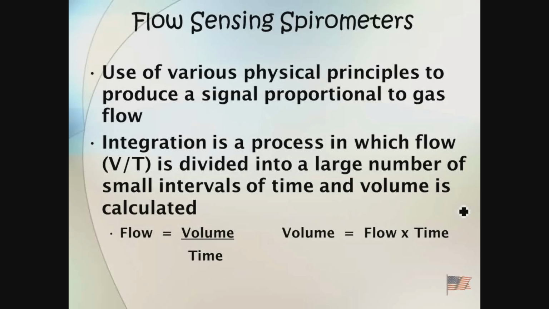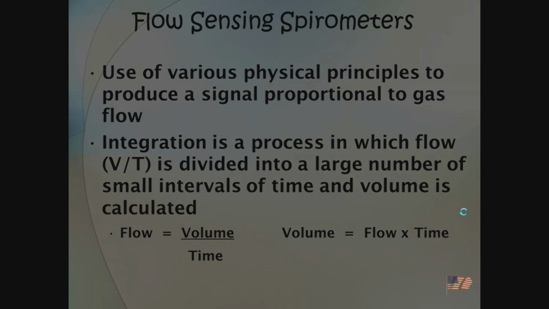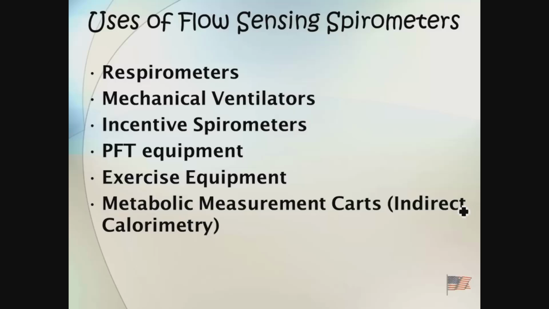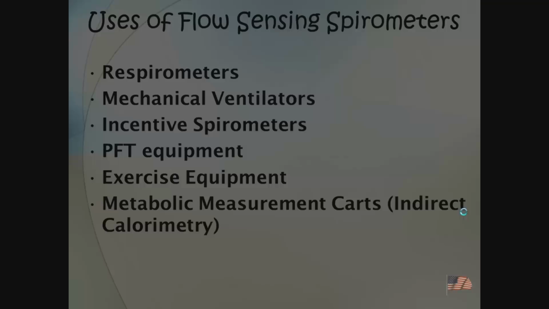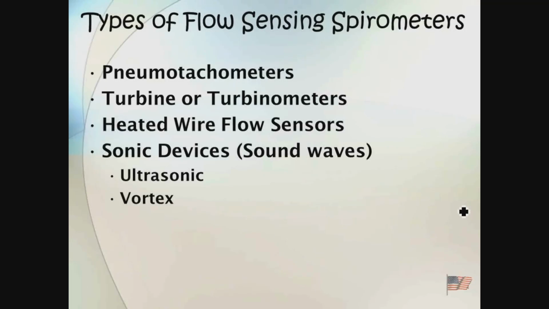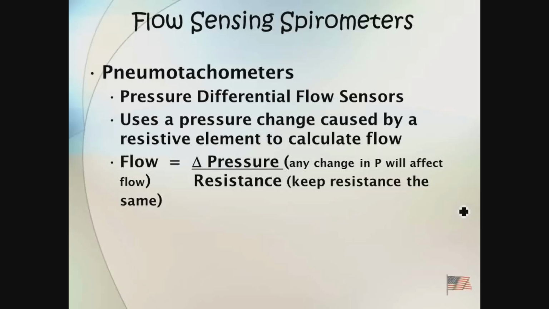Flow sensing spirometers, on the other hand, use something to measure flow, and from that they integrate that flow into volume. If we know that instantaneous flow, we know volume per unit time, therefore we can figure out what the volume is. Some of the different types that we'll go through, I'll go through these individually. First of all, the pneumotachs.